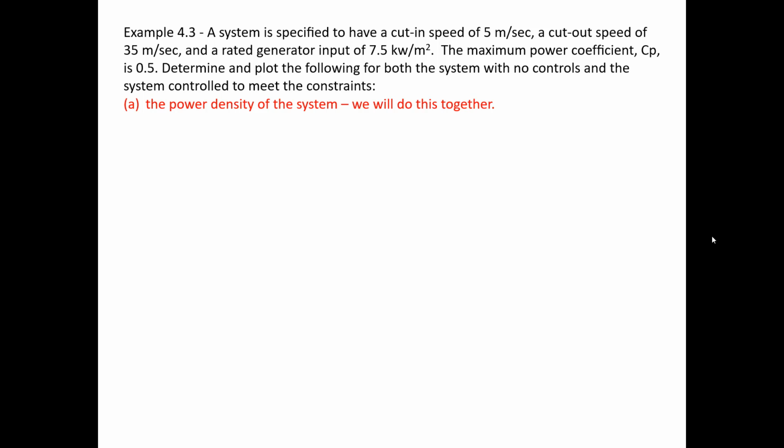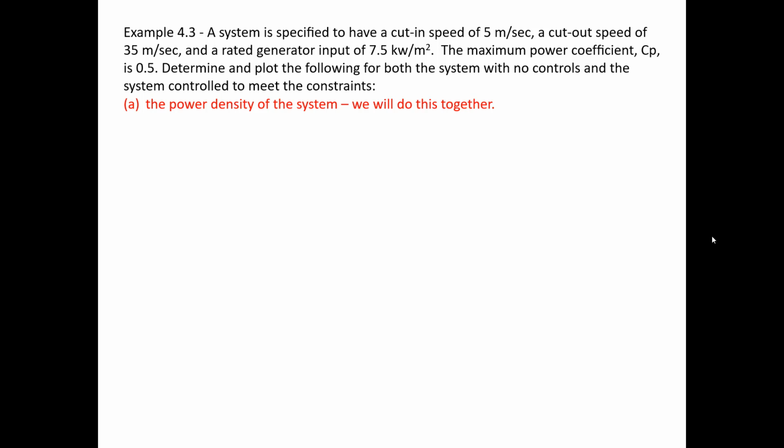Reading the problem as stated, it says a system is specified to have a cut-in speed of 5 meters per second, a cutout speed of 35 meters per second, and a rated generator input of 7.5 kilowatts per meter squared. The maximum power coefficient is 0.5. Determine and plot the following for both the system with no controls and the system controlled to meet the constraints.